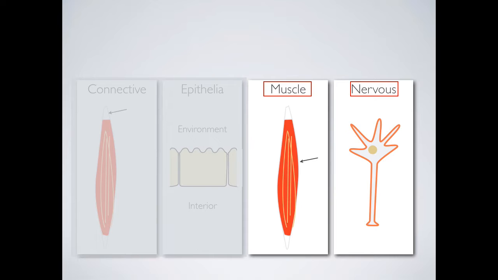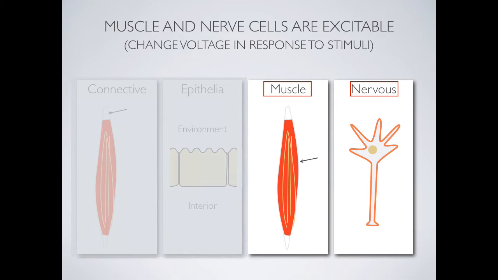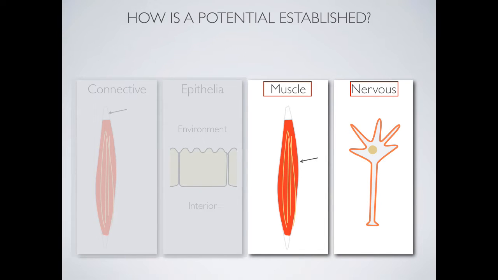And what do I mean by an excitable tissue? Well, both muscles and nerves are excitable because they change their voltage, the membrane voltage, in response to stimuli. So they have that in common. So some of what I'm going to explain about neurons, we can apply to muscles. And so we'll do it in that order.